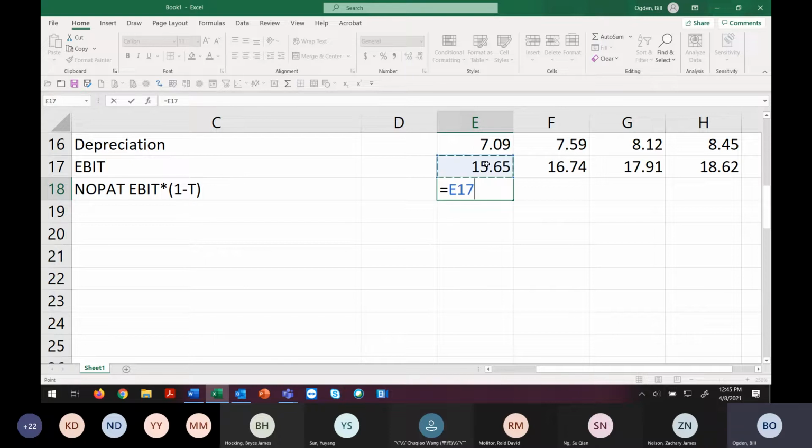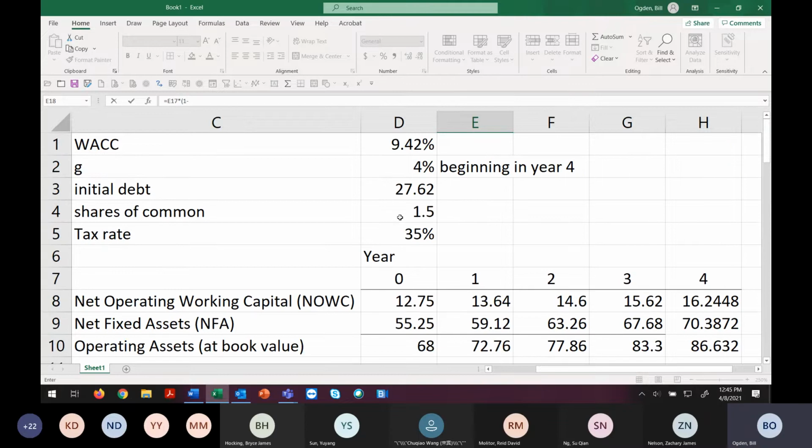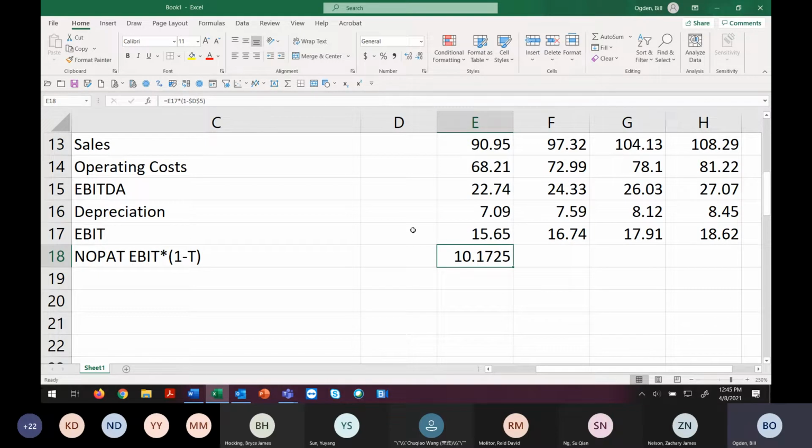So let's do EBIT. That will be changing, don't lock it, times 1 minus the tax rate, and I have to remember to lock this. So you people benefit from all the goofy things I do in the first class. So 35%, and I will lock it. I'm still very capable of doing something wrong here, but at least I would tend not to do the same thing wrong twice. All right, let's copy that across.